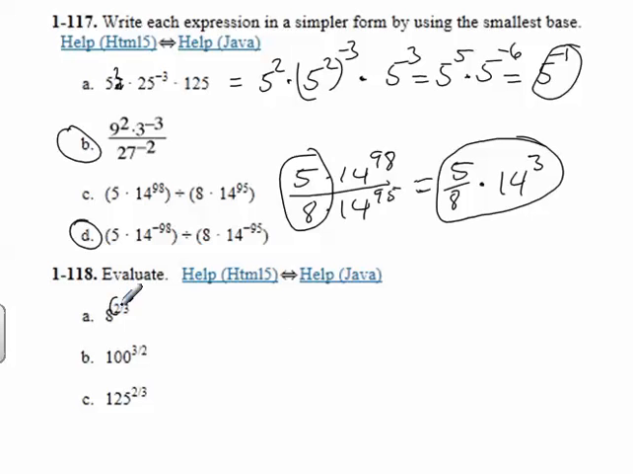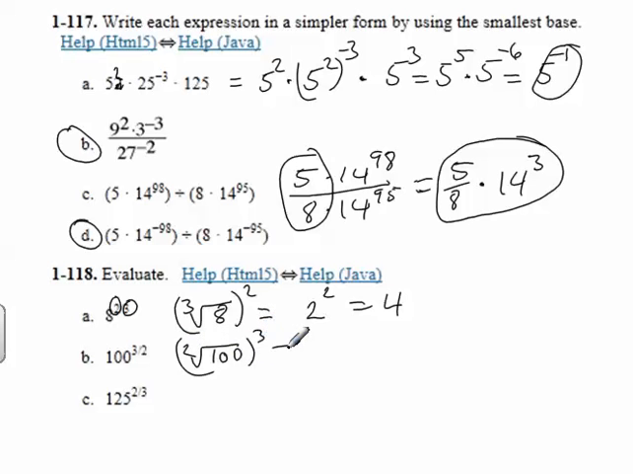Recall, the top is the exponent and the bottom is the root. So I'm going to say that this is the cube root of 8. The bottom is the root and raised to the power of 2. The cube root of 8 is 2. 2 squared is 4. All right. And this one, it's going to be the square root of 100, which we know is 10, and then raised to the power of 3. 10 raised to the power of 3 is 1, 2, 3 zeros.